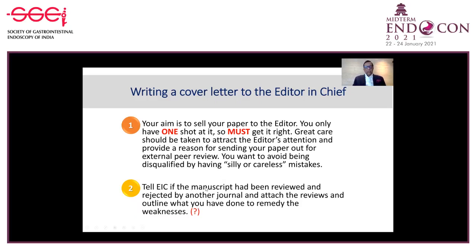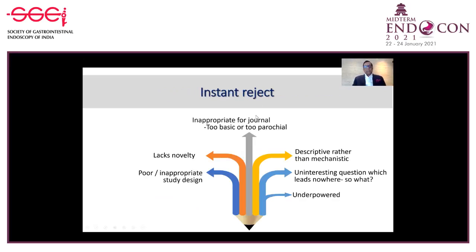This is a controversial issue. Some of the editors, particularly of modest impact journals, would be happy if you mentioned that the manuscript has been reviewed and rejected by another journal of high impact, and then attach the reviews and outline what you have done to remedy these weaknesses. This may be very, very useful, but you should be careful. Sometimes it may boomerang.